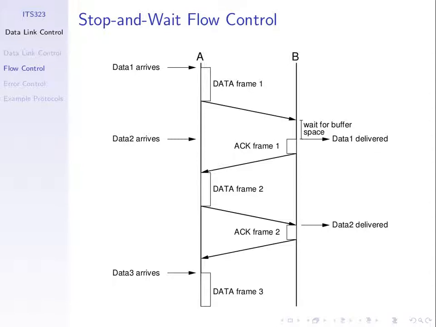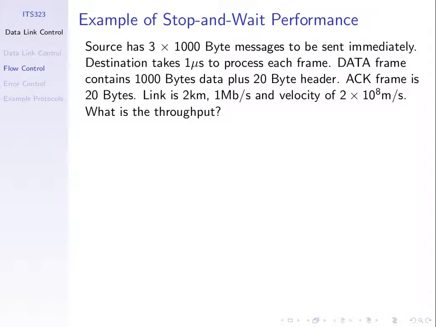The stop and wait flow control protocol just follows the rules of data, ACK, and so on. And we did a calculation, an example, and we arrived at the answer. Who has the answer? Anyone remember the answer from last week? What is the throughput? What value? 959118 bits per second. How did we arrive at that?